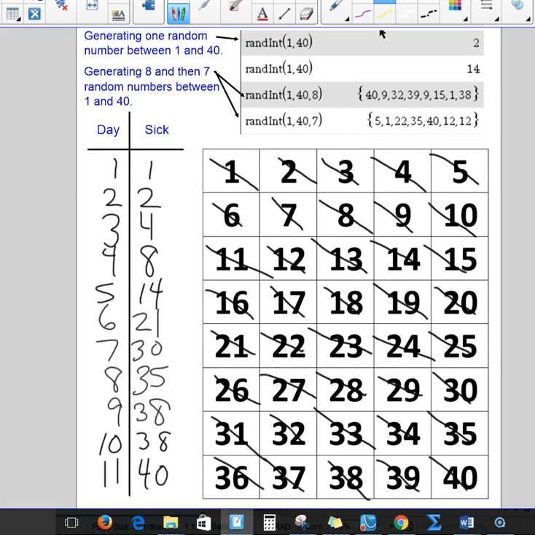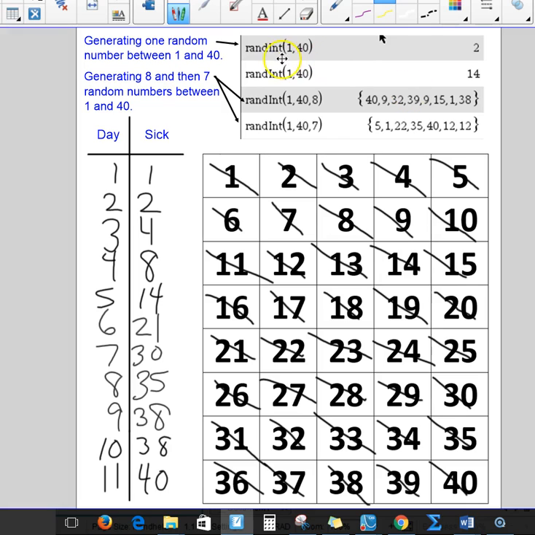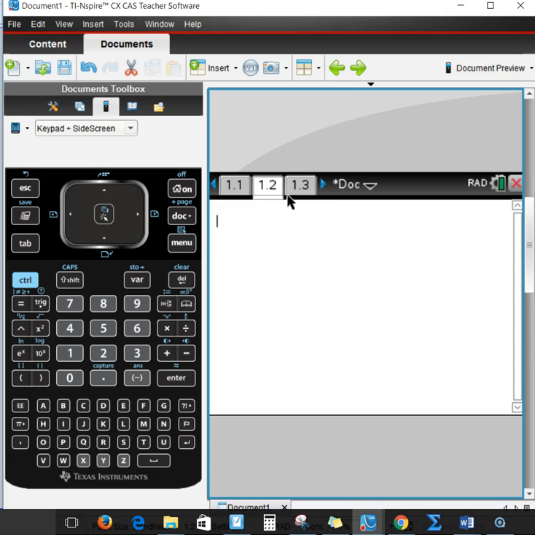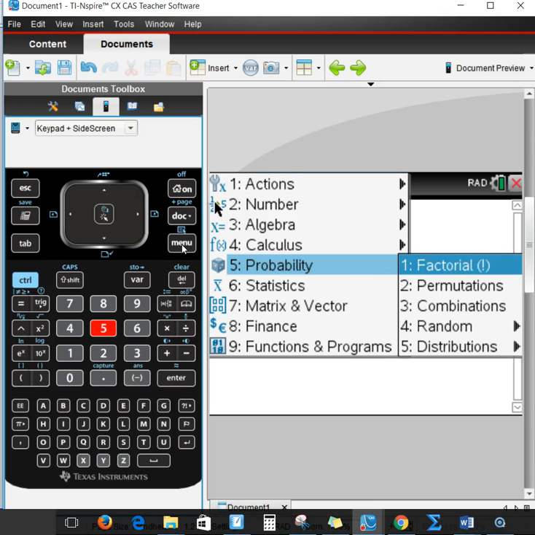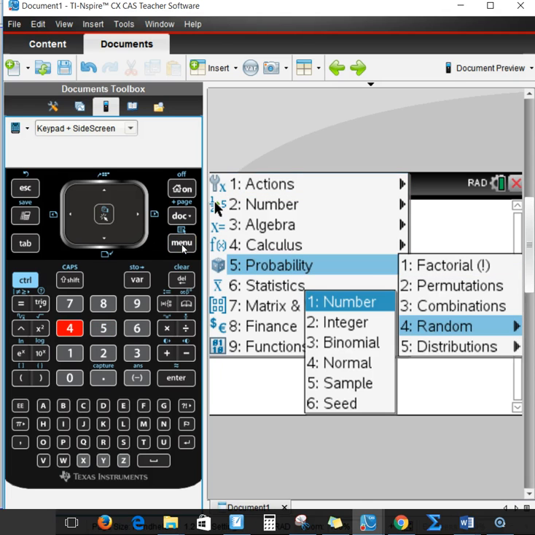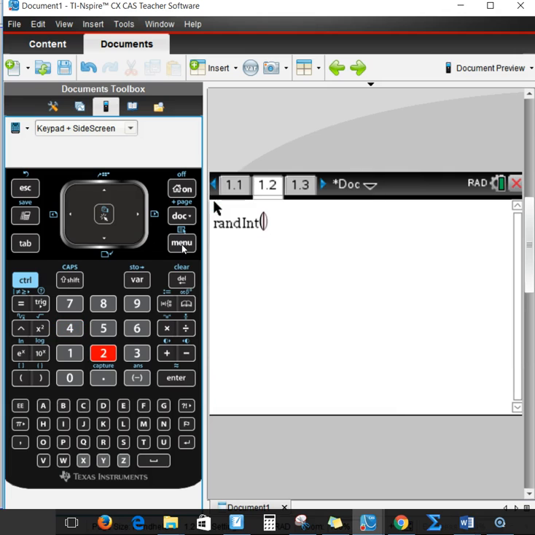The first thing I'm going to do is generate a random integer on my calculator using the random int function that is found in the probability menu. Using a calculator page or your scratch pad, you're going to go to Menu, Number 5, Probability, Number 4, Random, Number 2, Random int, and type in 1, 40.